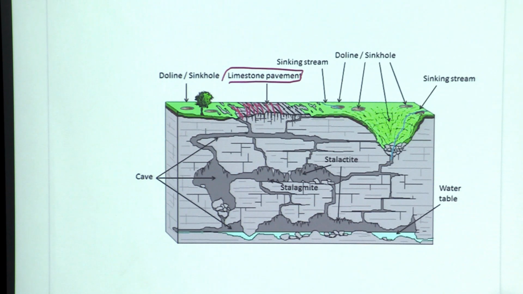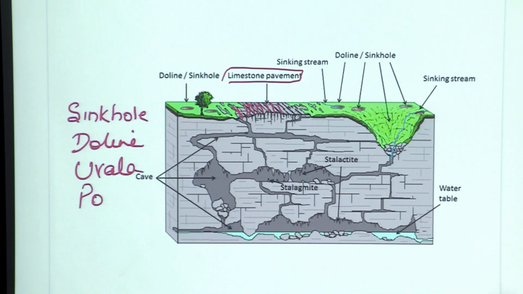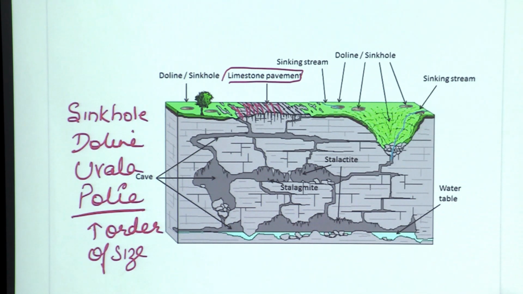And what are the surface solutional features? Sinkhole, doline, uvala and polje, in increasing order of size. And any of the solution, if we are enlarging it and moving underground, by default will create some subsurface solutional hollows. We are underground now, and do notice this is my water table.